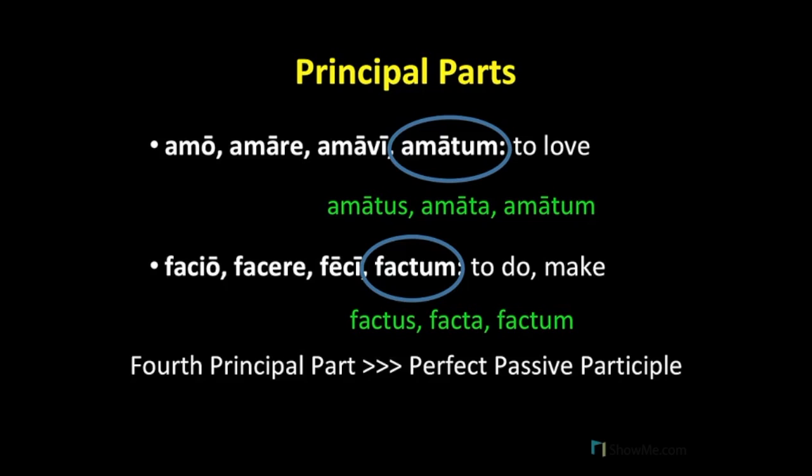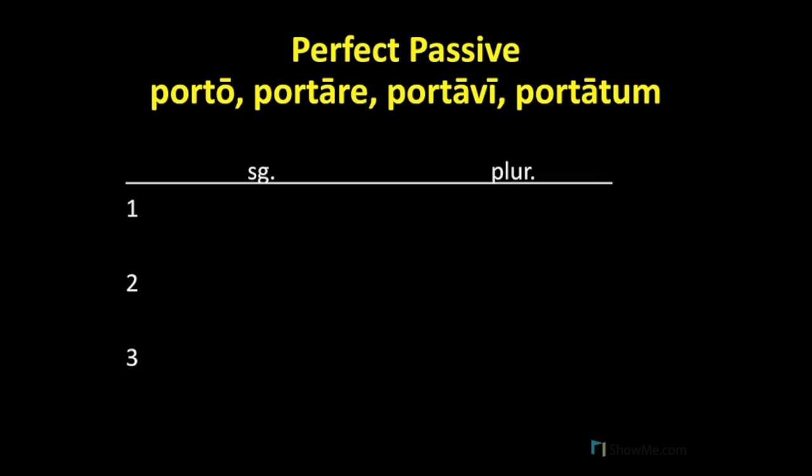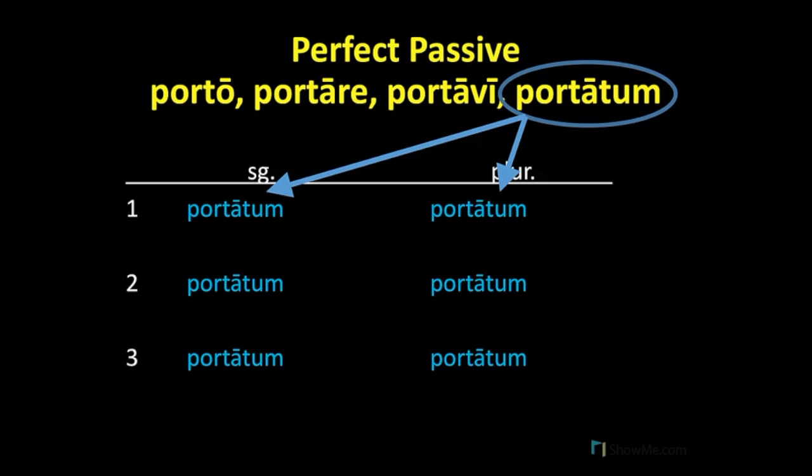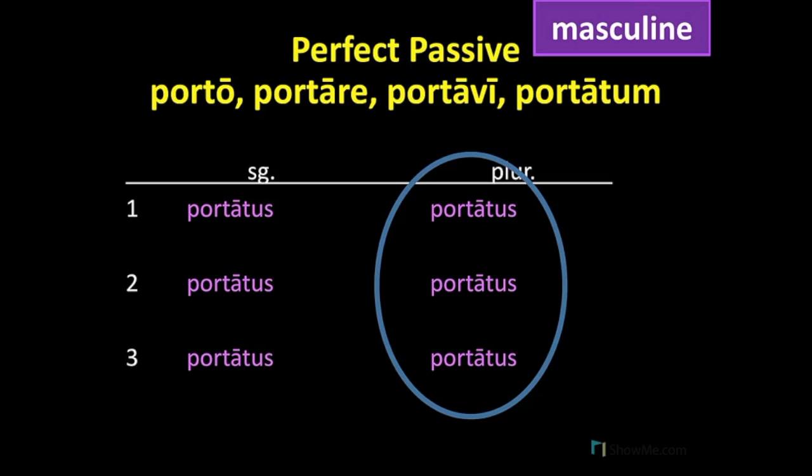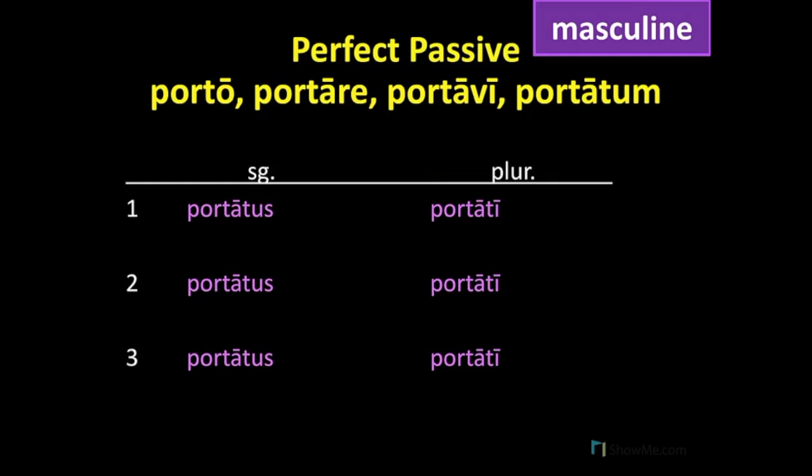Let's do a full chart for this, and use porto, portare as an example. We'll start with that fourth principal part, and write it in all the positions on the chart. Let's make this a masculine participle by using the -us endings, portatus. But this isn't quite right. The plural forms will have to change, because -us is only a masculine singular ending. So here it is, portatus in the singular and portati in the plural.